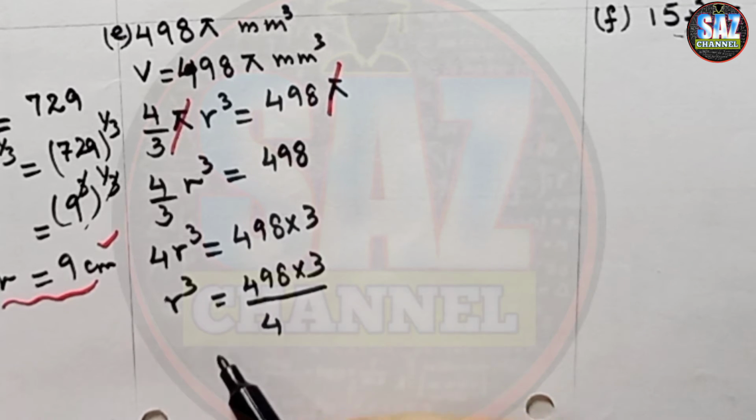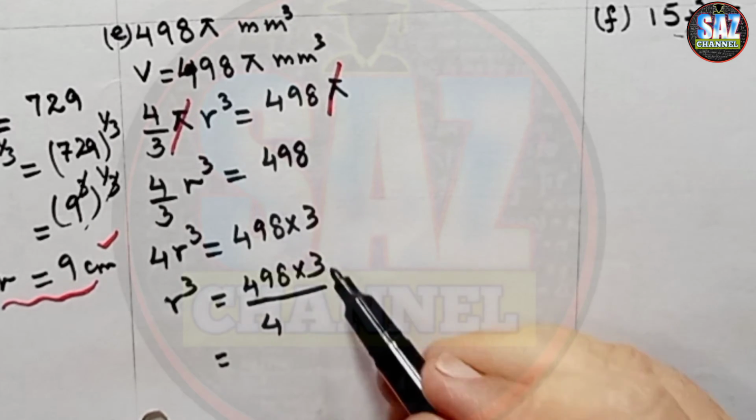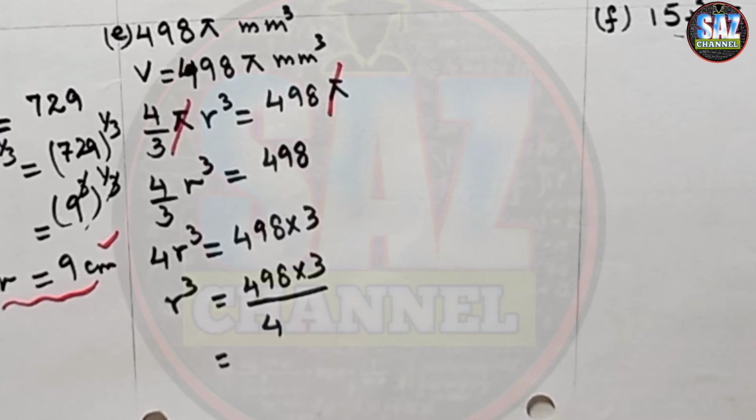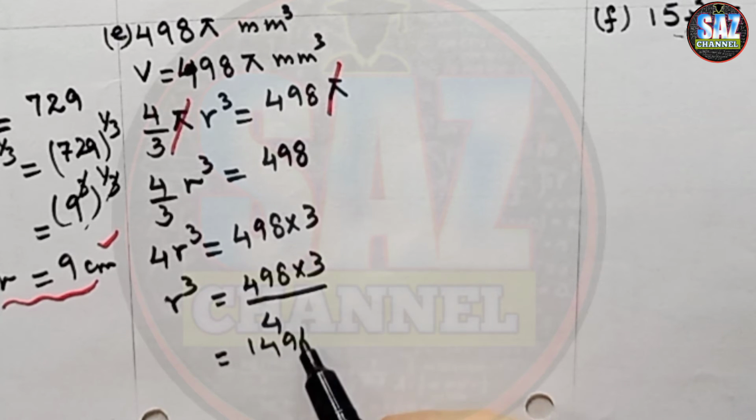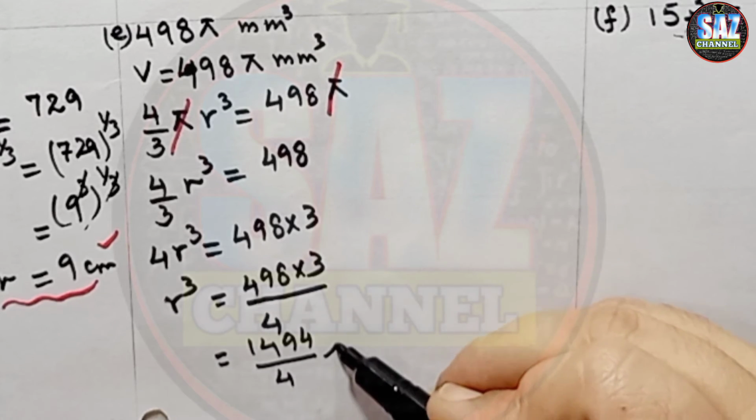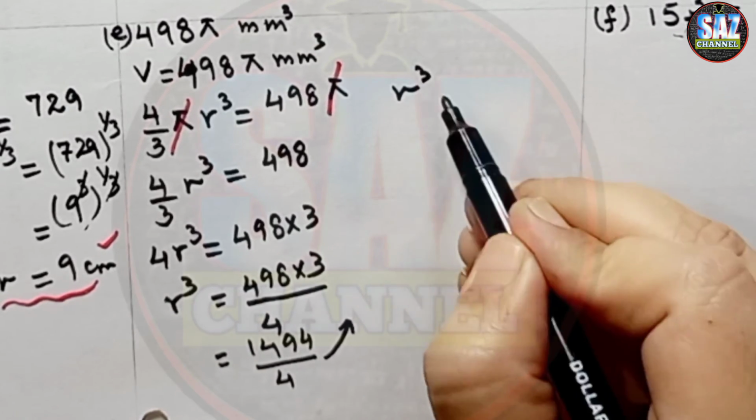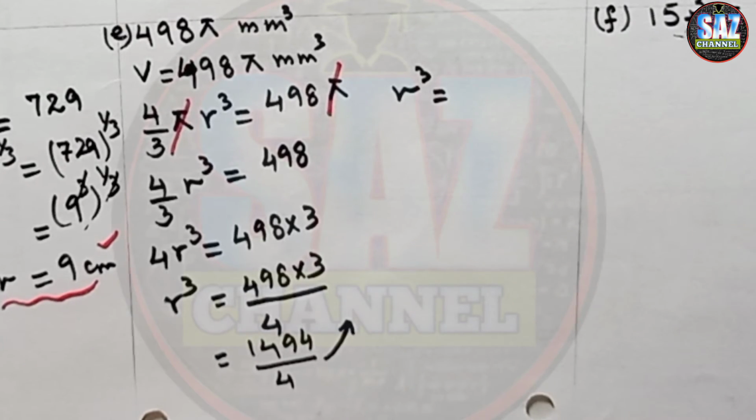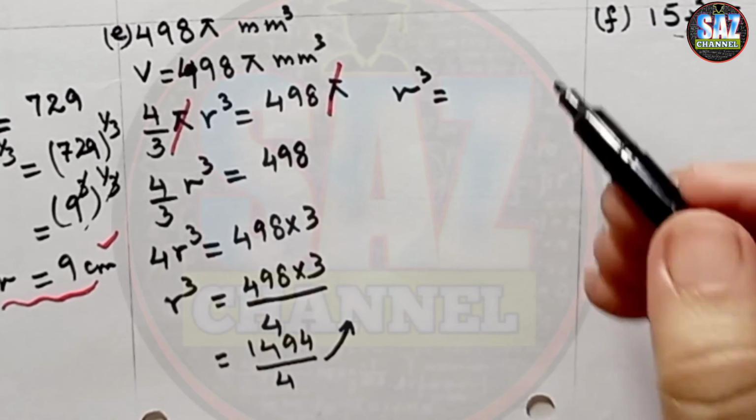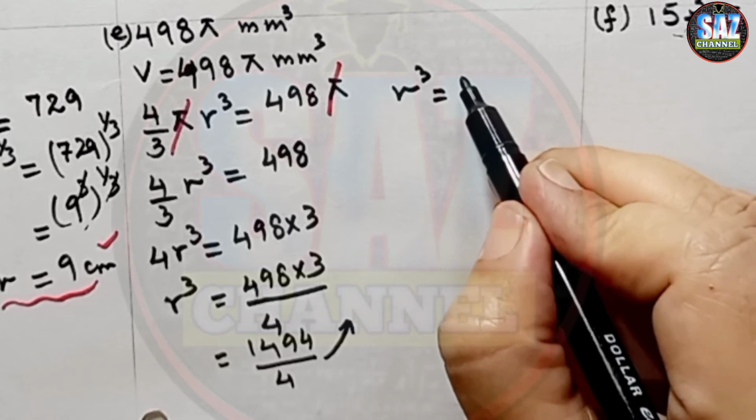And now when I am dividing, first we have to multiply 498 by 3. 498 multiplied by 3 gives me 1494 by 4. So r cube will take the form 1494 divided by 4. This is 373.5.